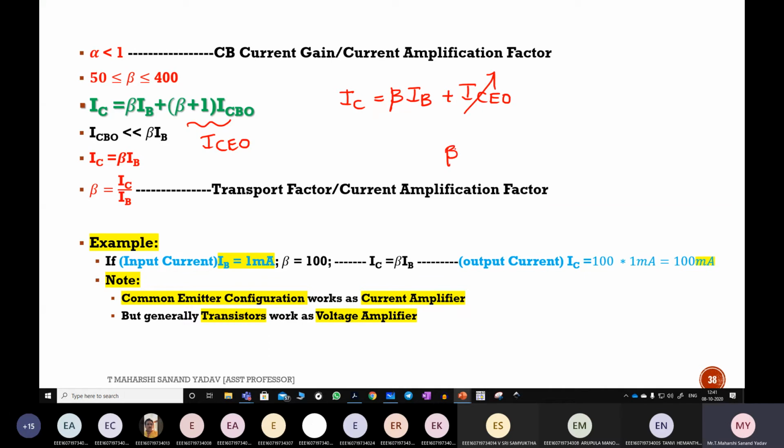Beta is equal to output current IC by input current IB. This can also be called the transport factor. Or else, simply you can remember it as the current amplification factor under common emitter configuration.